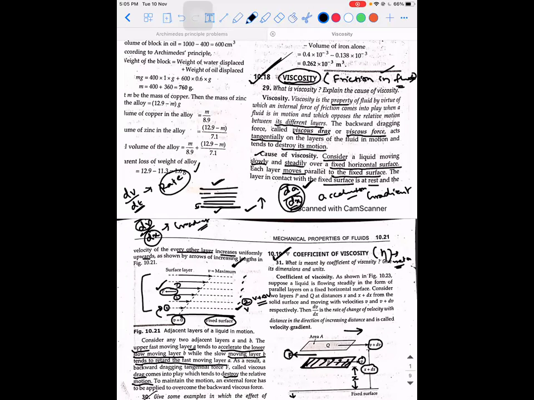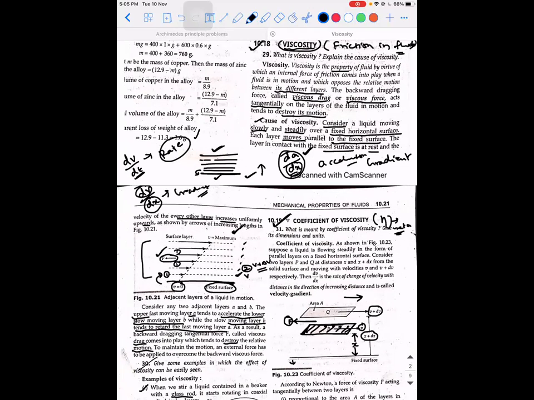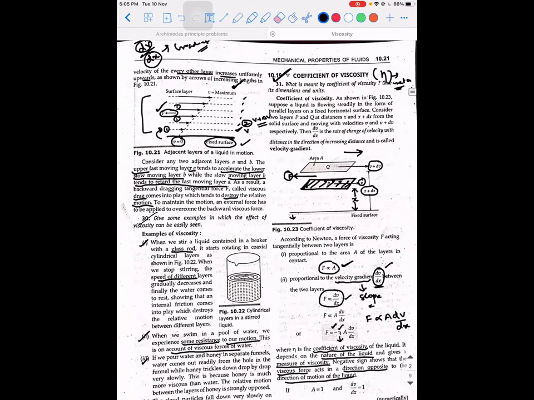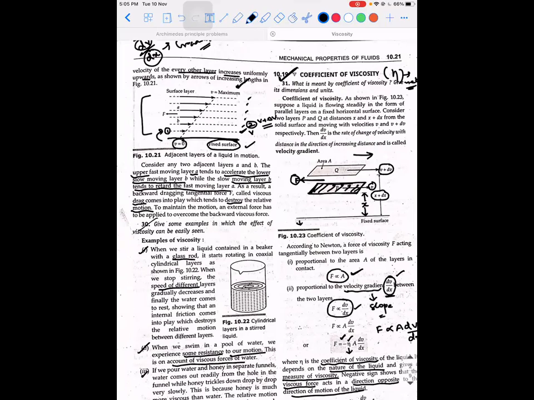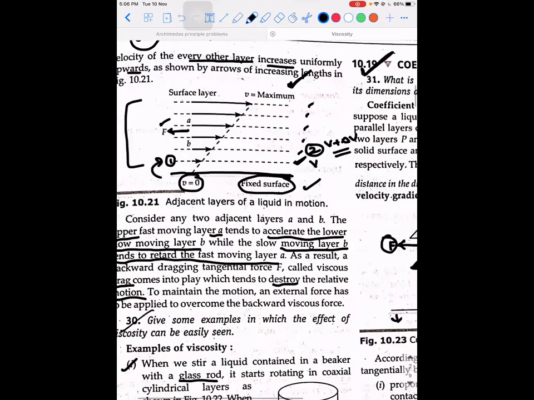Then we saw what is the cause of viscosity when you talk about a fluid which is moving on a fixed surface. The fluid which is in contact with the fixed surface is going to be at rest. As you keep moving upwards, the velocity of the particles actually increases. So due to the friction existing between the layers, there will be a force coming in the opposite direction, which is called the viscous force.